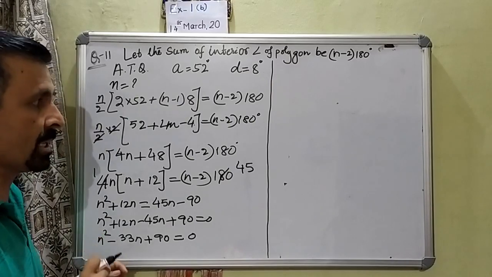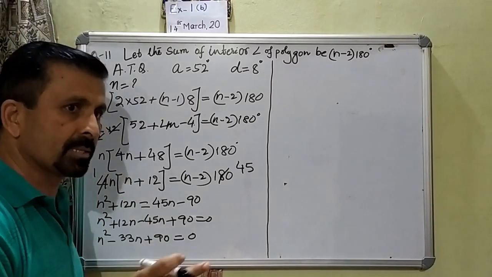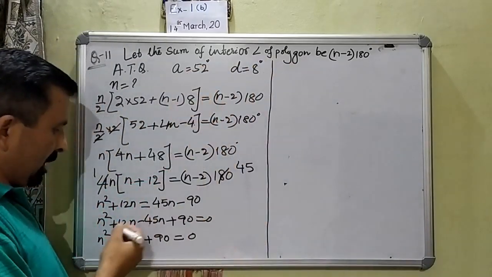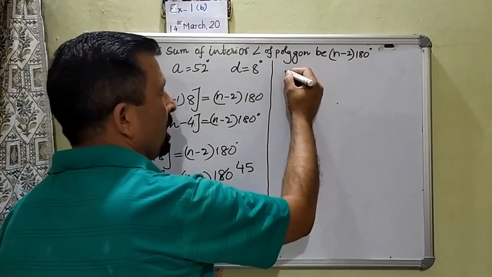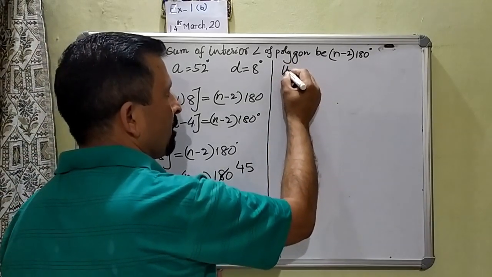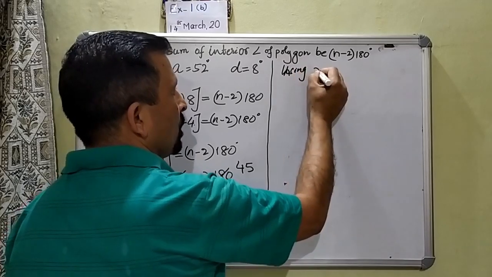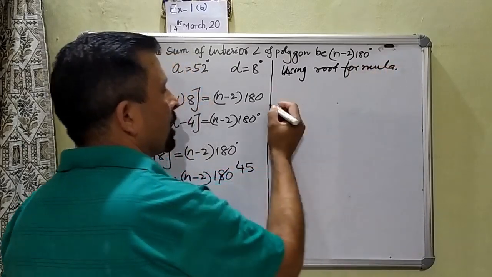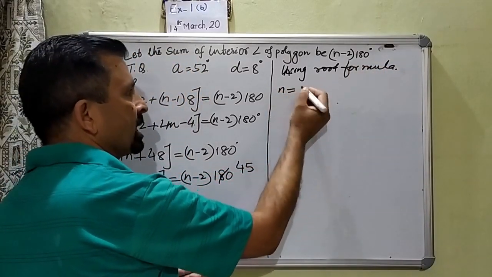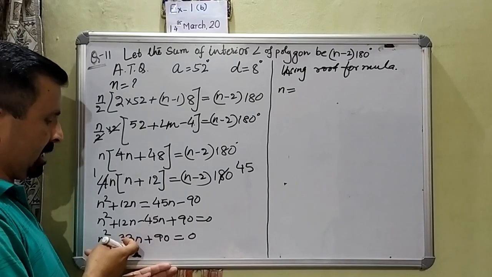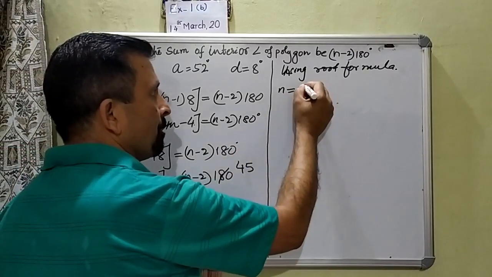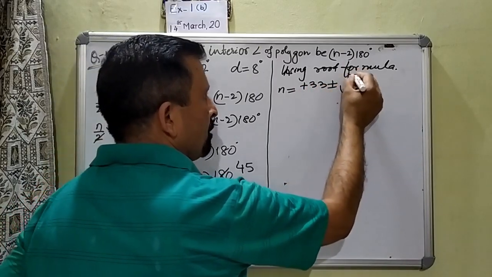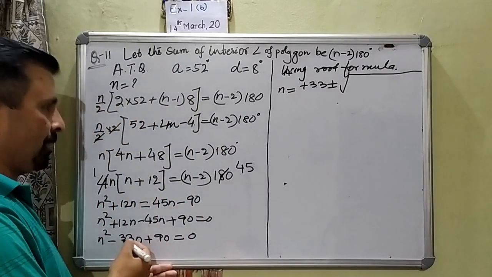We can solve this by using the root formula. The root formula I gave you yesterday also. The formula is minus b plus minus root over b square minus 4ac, over 2a. With that formula, we can find the value of n. So n can be calculated using the root formula. n is equal to minus b. Minus b is the coefficient of n, which is already negative, so minus plus 33, plus minus root over b square minus 4ac. B square means the square of minus 33.